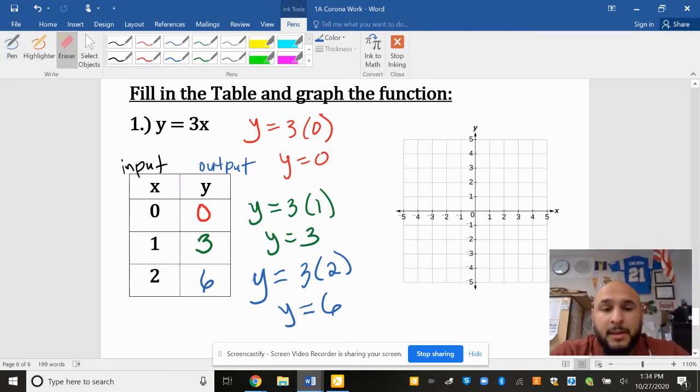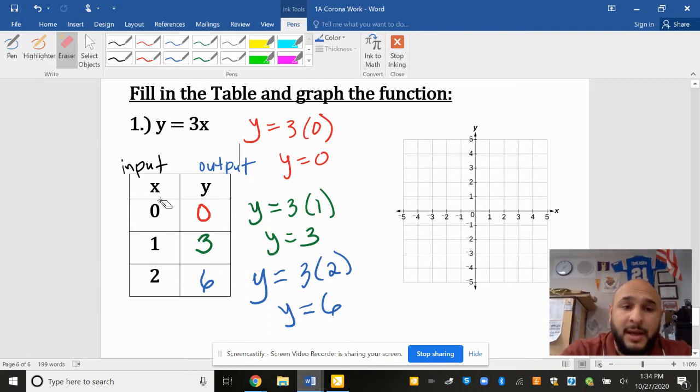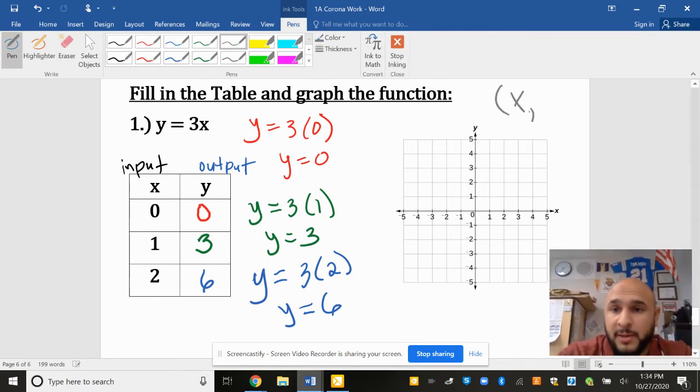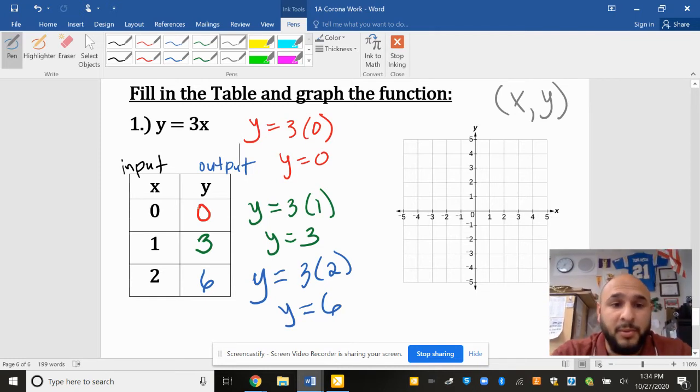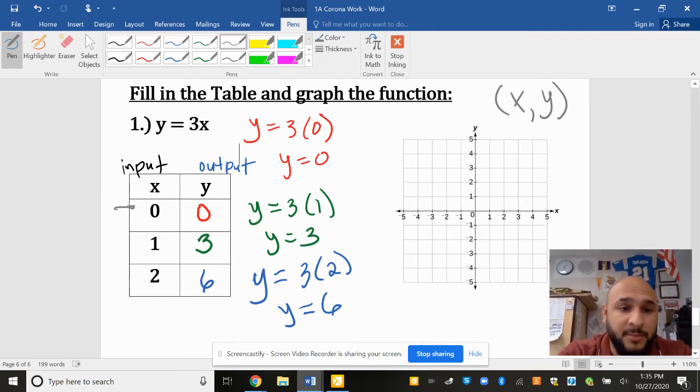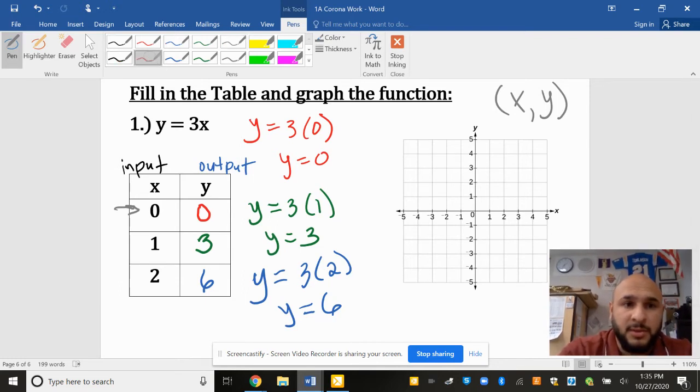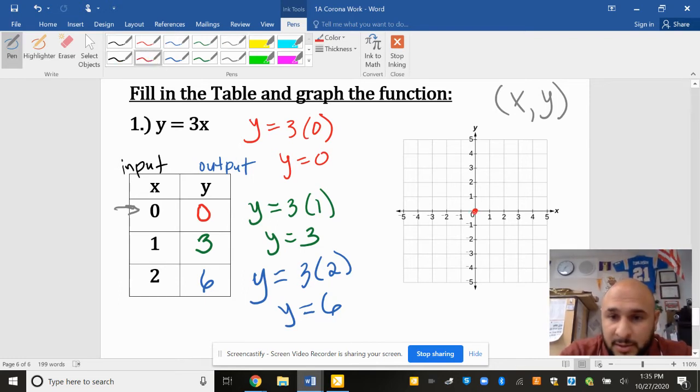Okay. Now you might notice that this table is in XY form. Let me just refresh your memory. A point is also in XY form. So we can actually plot these 3 points here, starting with this first point, 0, 0. I'll use a red. 0, 0 is our origin.